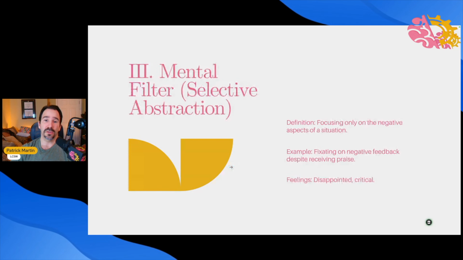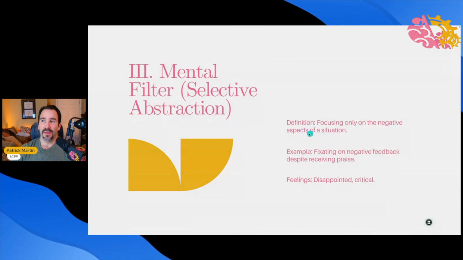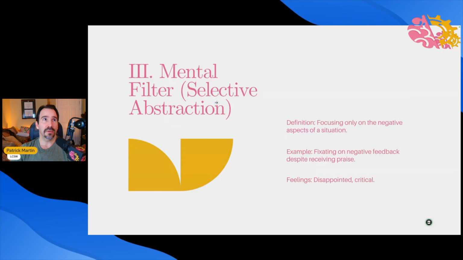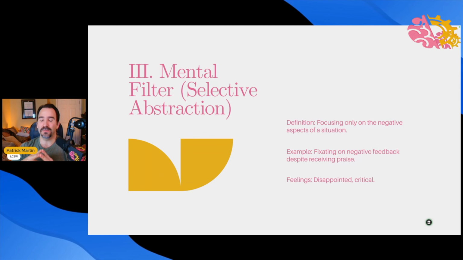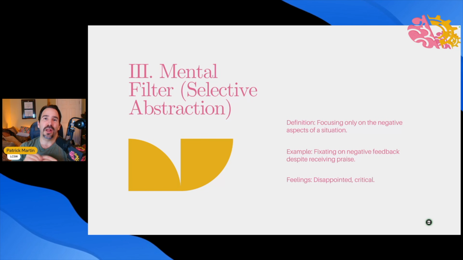The mental filter. This is selective abstraction, sometimes referred to as a negative filter, where we won't really consider the positive, right? If your boss gives you a positive compliment, you kind of minimize it. You're like, whatever, I don't want the attention. But then if you get one little constructive feedback, you blow it out of proportion.